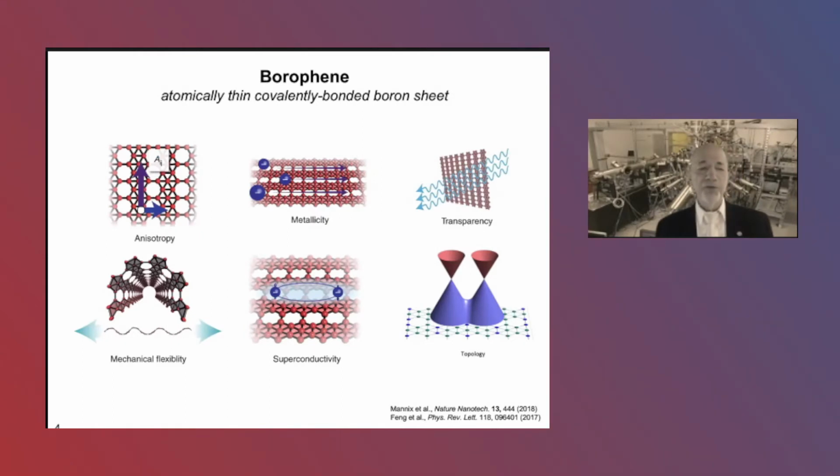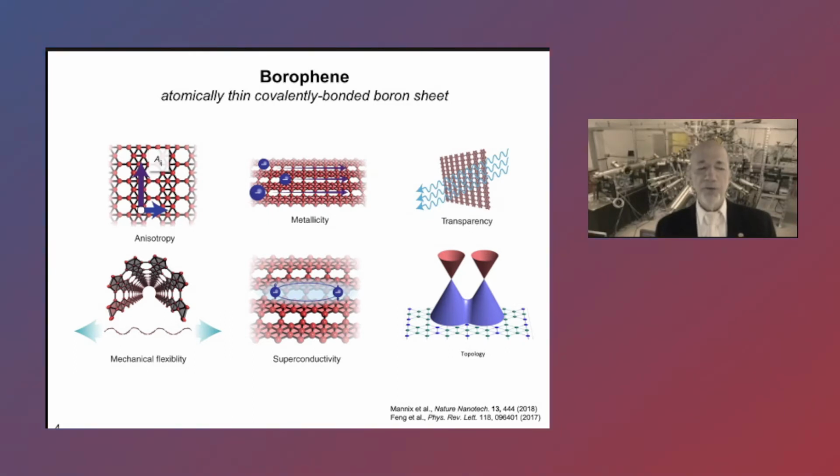Now, borophene is an atomically thin covalently bonded boron sheet. It forms a triangular lattice with some vacancies, which can order in many ways. And this endows borophene with remarkable polymorphism. It can exist in many structures, which is unique for quantum 2D materials. All the others have fixed structures.